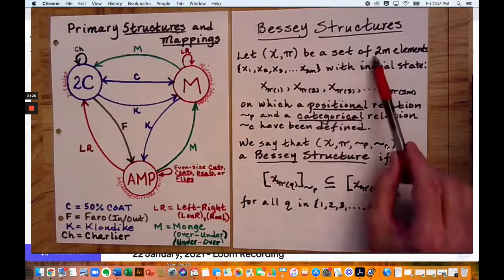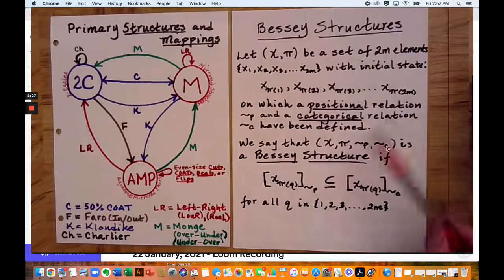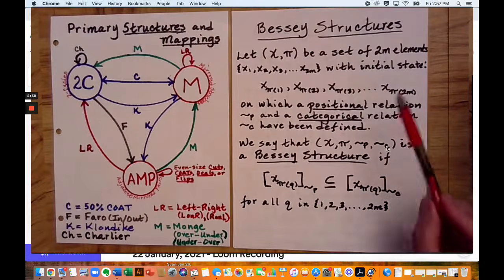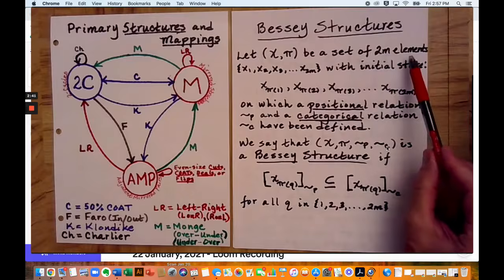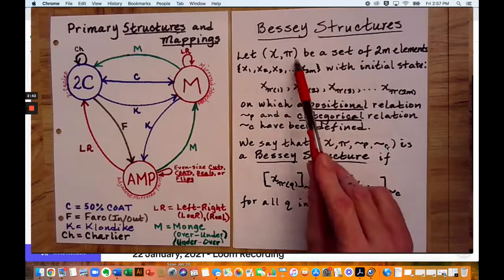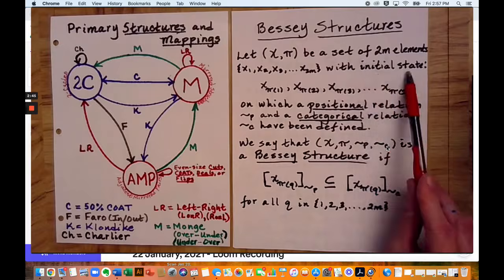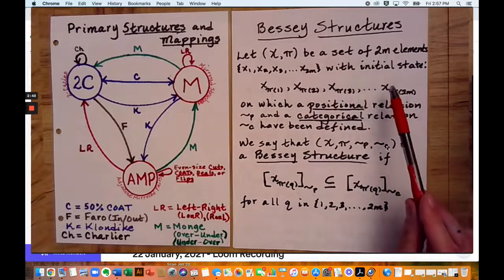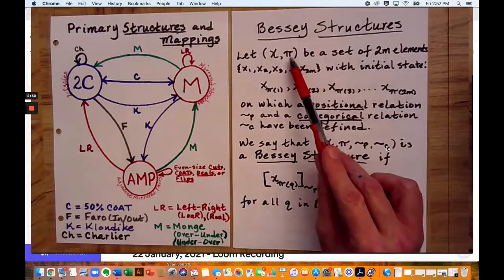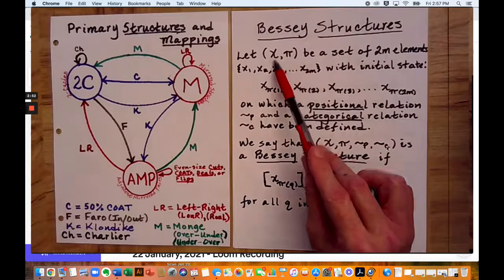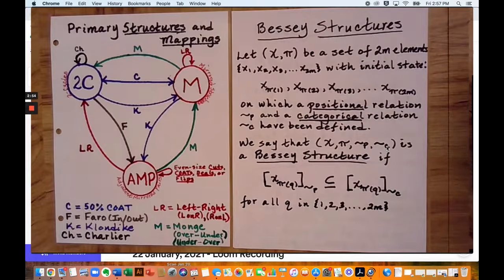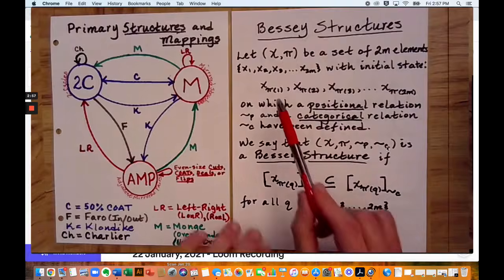So we have 2M elements, and sometimes I refer to them as objects because you can think of them, and we will think of them, and I will demonstrate these ideas with physical objects. So we have an even number of objects on which we have them in some initial state, some initial ordering. And so pi here is just a permutation on the set of objects X. So we have some initial arrangement right here.